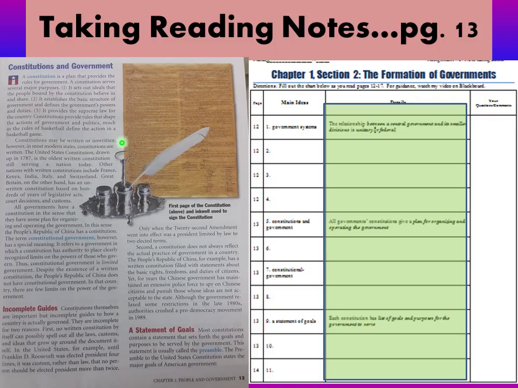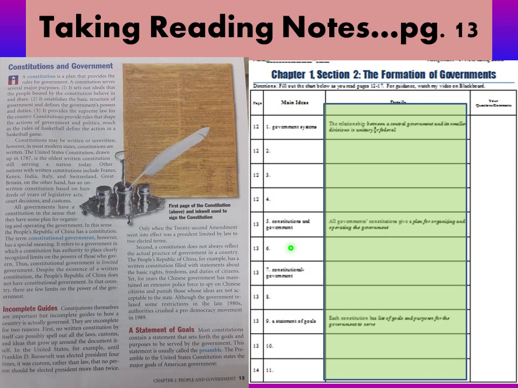Constitutions may be written or unwritten. However, in most modern states, constitutions are written. The United States Constitution, drawn up in 1787, is the oldest written constitution still serving a nation today. Other nations with written constitutions include France, Kenya, India, Italy, and Switzerland. Great Britain, on the other hand, has an unwritten constitution based on hundreds of years of legislative acts, court decisions, and customs.